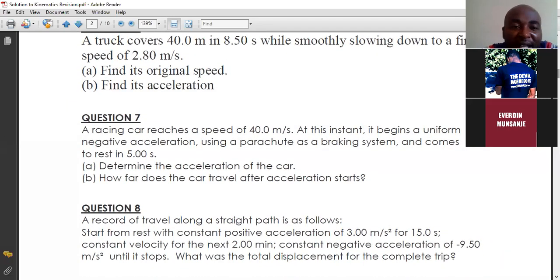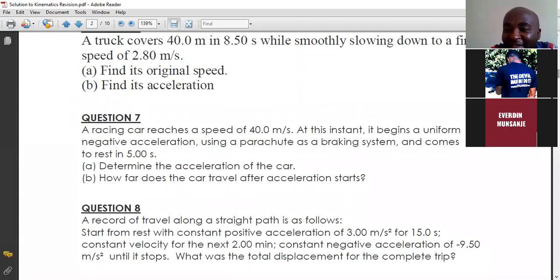Number six: a truck covers 40 meters in 8.5 seconds while smoothly slowing to a final speed of 2.8 meters per second. What is the original speed? Then find the acceleration. Now, we have the distance, the time, and the final speed.